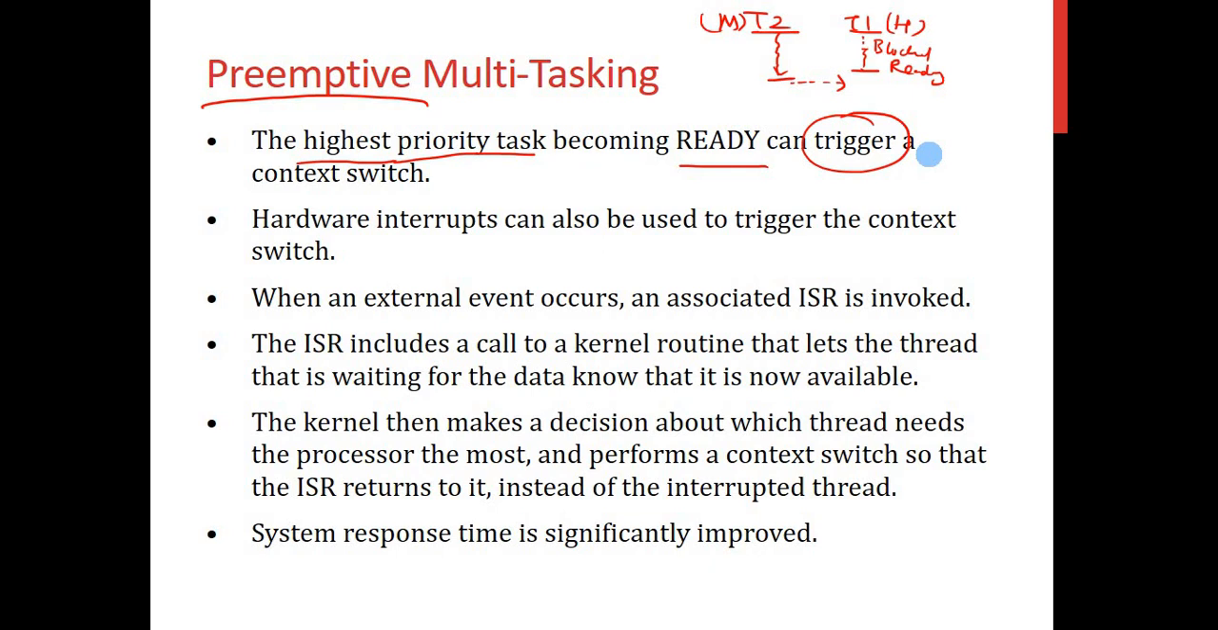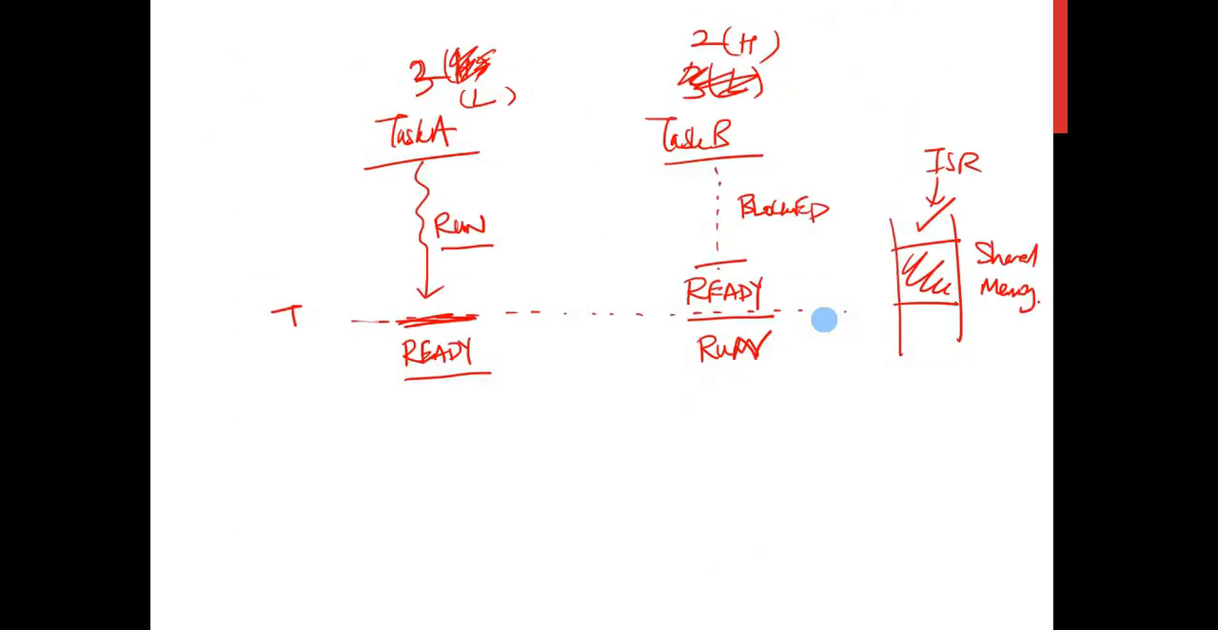There are also ways in which an interrupt can trigger a context switch. I think that is a bit clearer here. For example, task A is running, which is lower priority, and I have task B, which is higher priority. When task B is blocked and then suddenly becomes ready, when will it transit from blocked to ready? In most cases, when you say you're blocked, it means you are waiting for some resource that is not available yet.